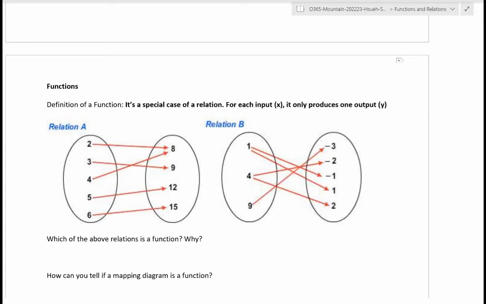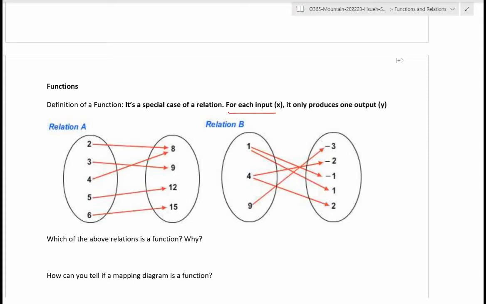So what's a function? Well, it says for each input. Remember, a relation is how two sets are related, right? We have the input and the output. So a function is a special case. What's special about it? Well, it means for each input, it only produces one output. Okay, so from one set of values, it only relates to one element in the second set.